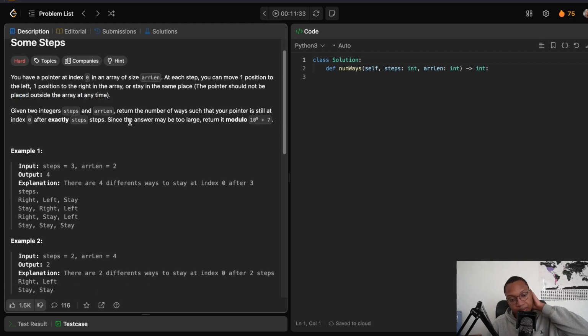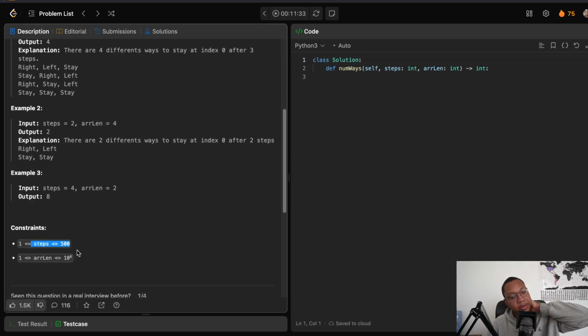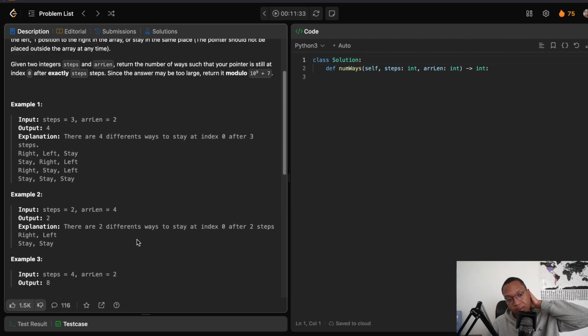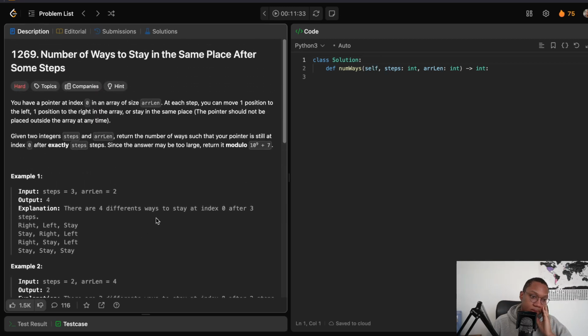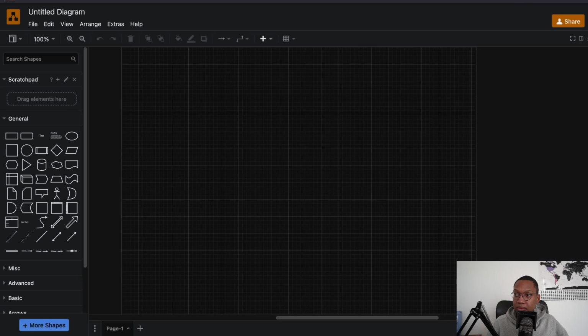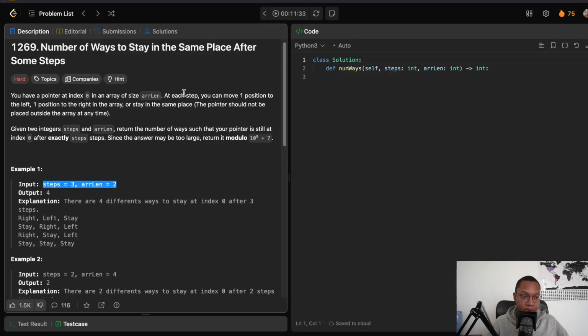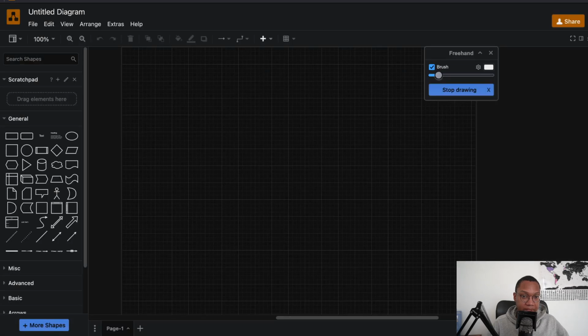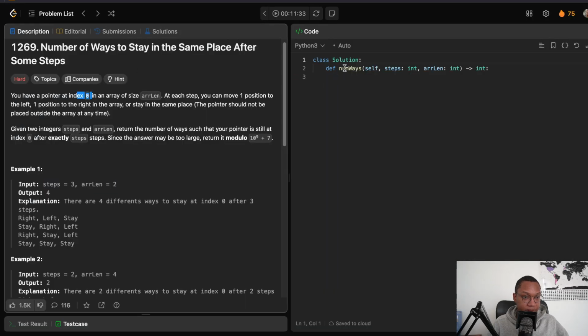Is this 500 steps, 10 to the 6th? I feel like this one's just like DP, just top down recursion. Let me see if I can draw it out. So, right, like you have some array, and I think where do we start at? This is index 0.